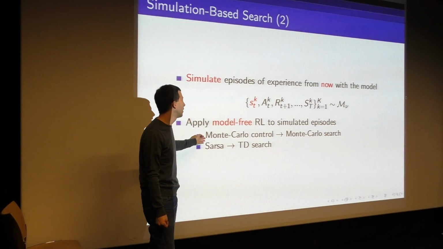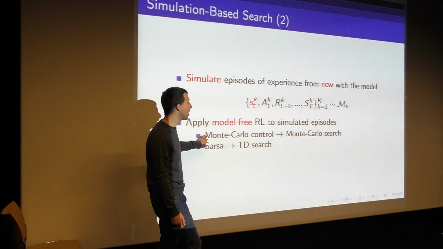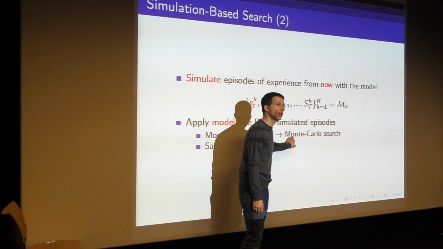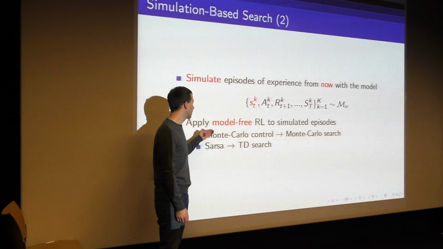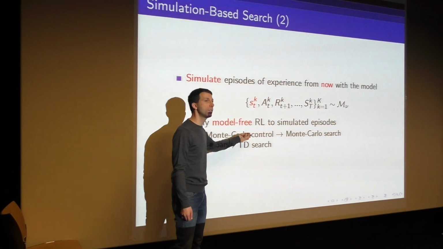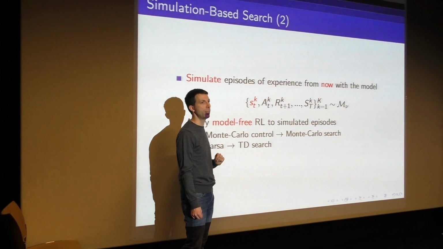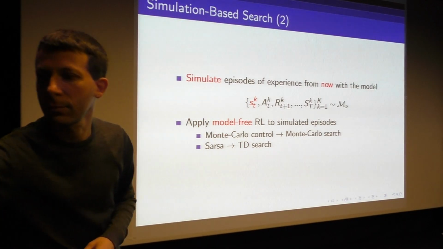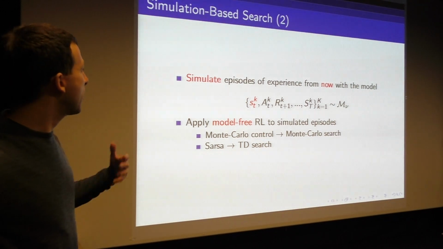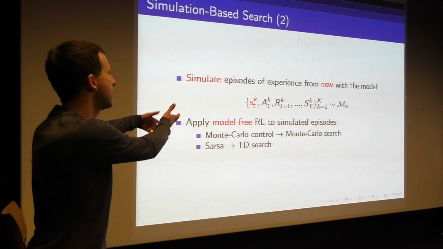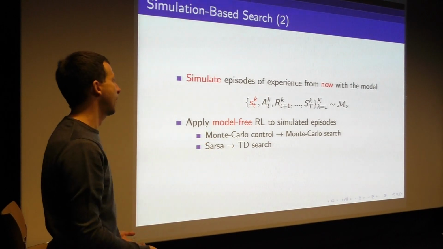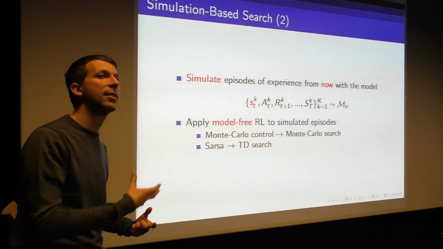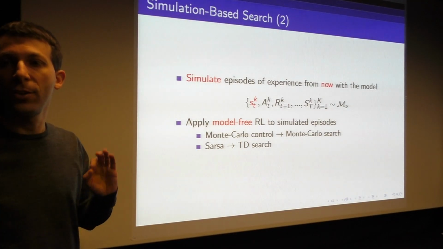So we could use Monte Carlo. If we use Monte Carlo control, then that gives us a method called Monte Carlo search. If we apply Sarsa, that gives us a method called TD search. I'll talk about both of those. This one's particularly well known. So we pick our favorite model-free RL algorithm. It's not meant to be exhaustive. You could pick anything. You could use least squares policy iteration. Pick your favorite method, apply it to your simulated experience, and you have a search algorithm.